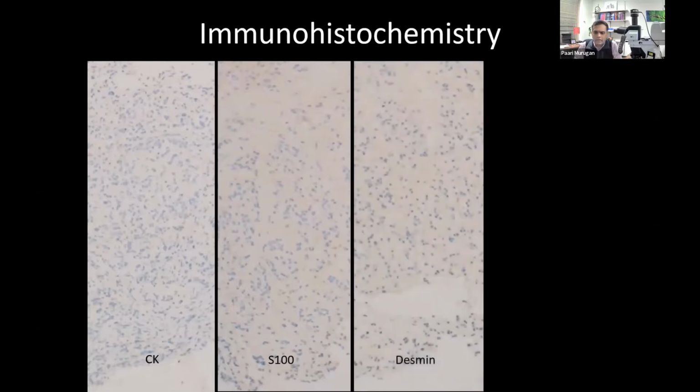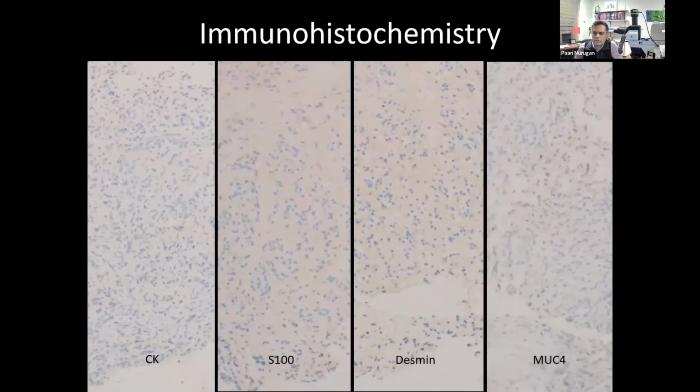And then another basic stain, we do desmin. Maybe this is a rhabdomyosarcoma, like an alveolar rhabdomyosarcoma. We want to rule that out, and you can see that desmin is completely negative. So that's not the diagnosis either. And because we were thinking of low-grade fibromyxoid sarcoma in the differential diagnosis, MUC4, as you know, is a very good stain for that.